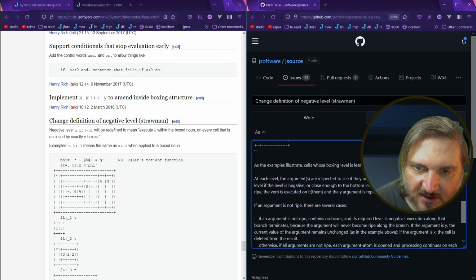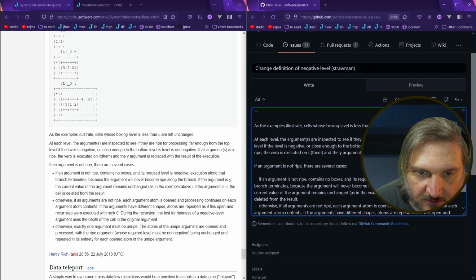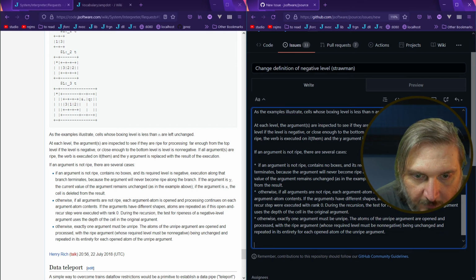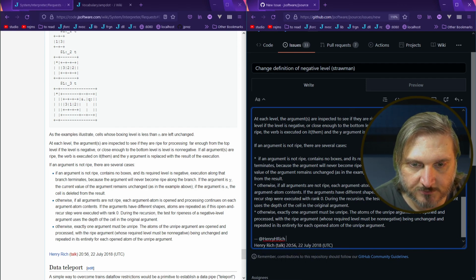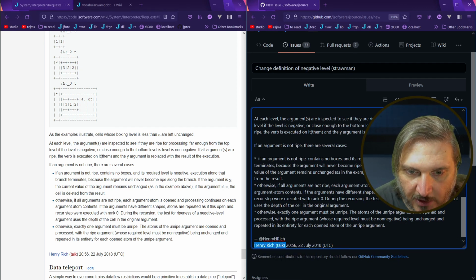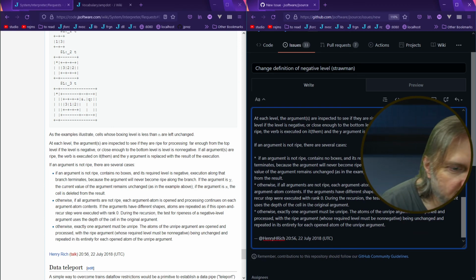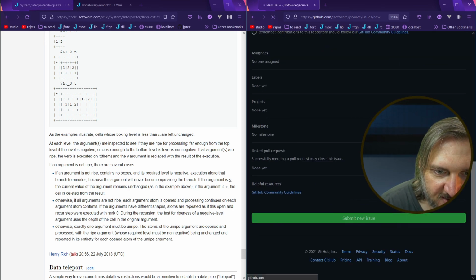Cells whose boxing level is less than n are left unchanged. And so let's do these. Let's put an asterisk there. Henry seems to be the number 1 suggester of features by my count.